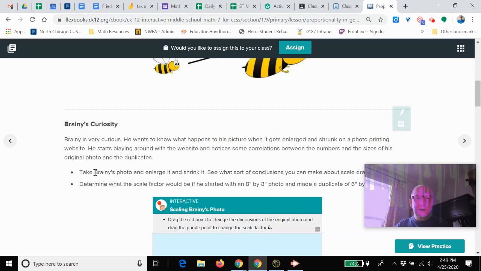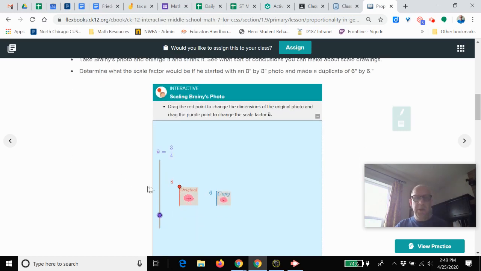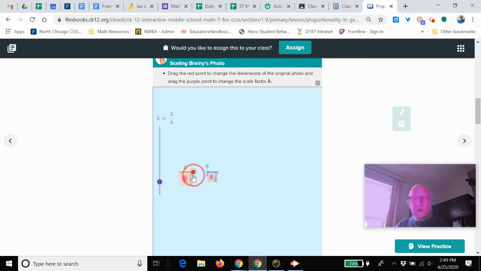Brainy takes a photo and she wants to scale it, okay? She started with an 8x8 photo and she wants it to be 6x6. So is she going to make it bigger or smaller? Right? Smaller, right? Here's an 8x8 photo and here's a 6x6.